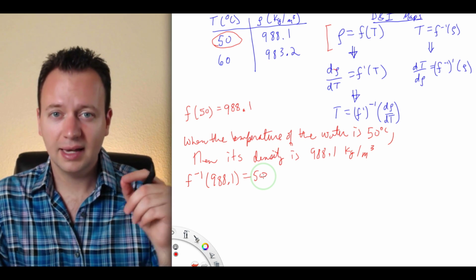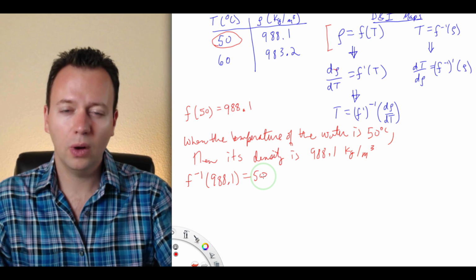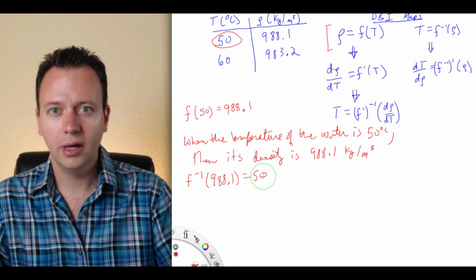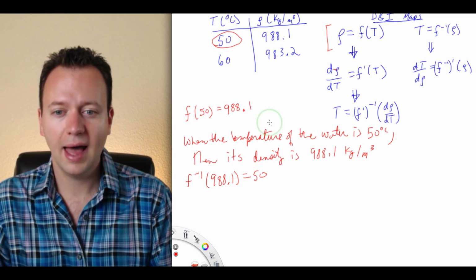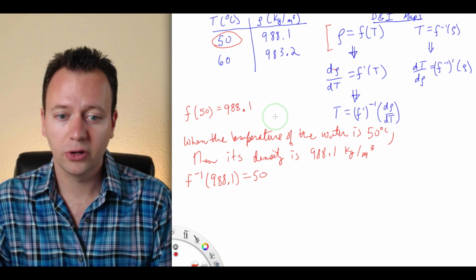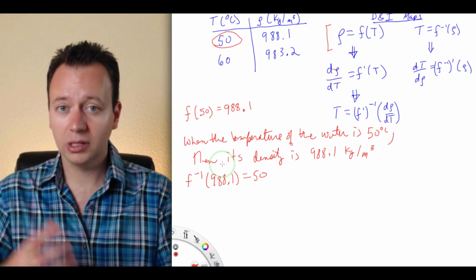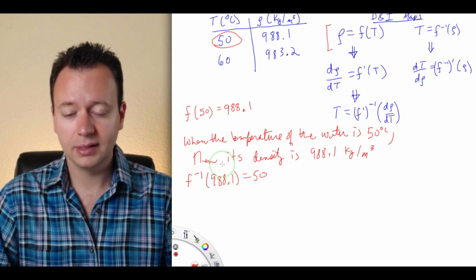Instead of taking the input and assigning the unique output, it looks for the output and says, okay, what input value led to that output? So in this case, 50 degrees Celsius was the input value of the function f that returned an output of 988.1 kilograms per cubic meter. So the inverse function literally just switches the roles of the x and y variables, or in this case, the rho and the t variable.